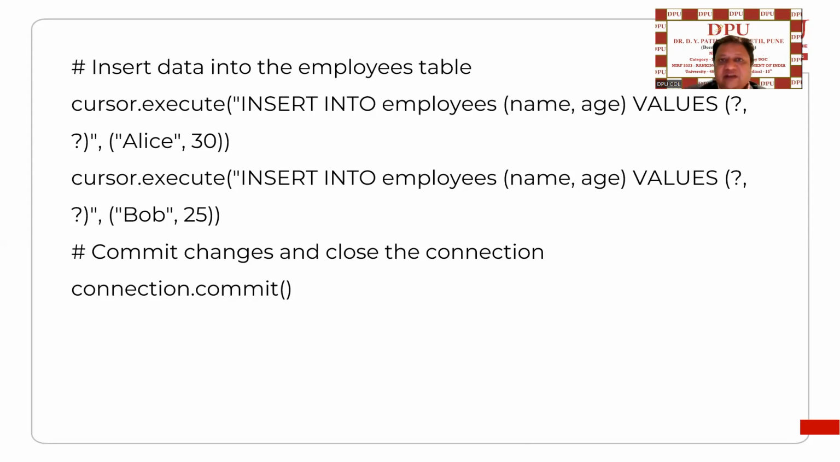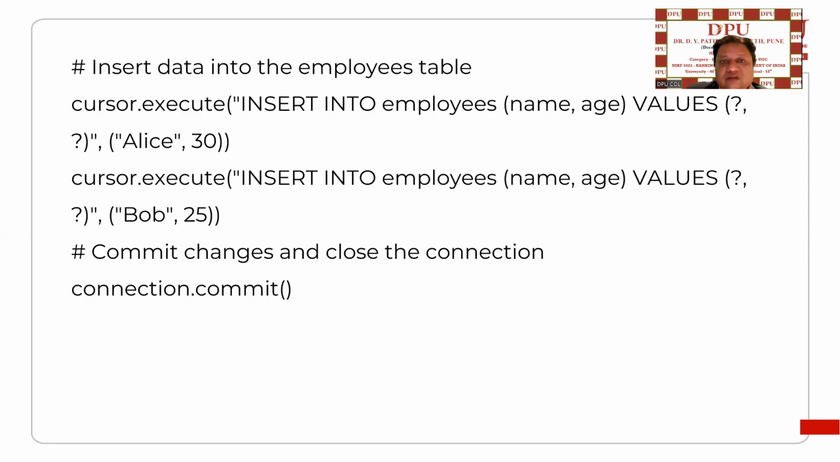That is cursor.execute, in the brackets, in double quotes, insert into table name, specify the column names if you want to, values, what values you want to insert, that is Bob and 25. So now the second record will get inserted once this statement is executed.